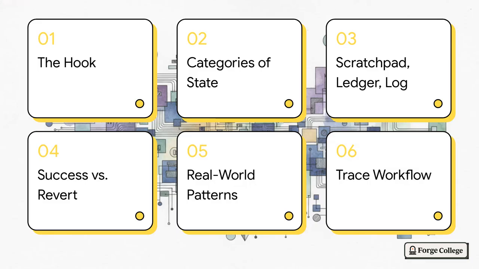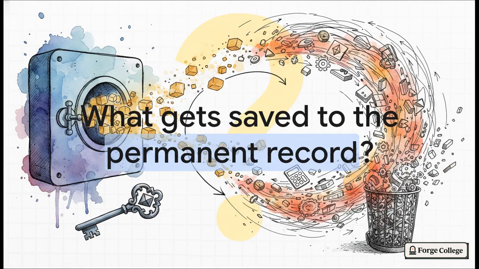Okay, let's dive right into this. Here's our agenda for today, just laying it out like a syllabus so we know exactly how we're going to conquer this topic. 1. The hook. 2. Categories of state. 3. Scratchpad, ledger, and commit log. 4. Success versus revert. 5. Real-world patterns. And finally, 6. Trace workflow.